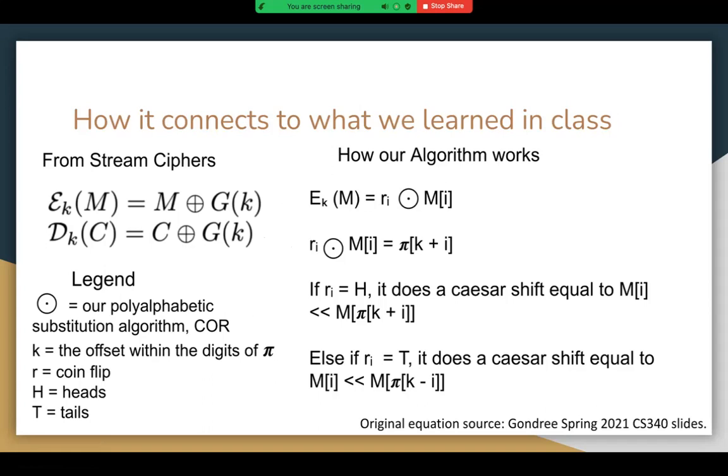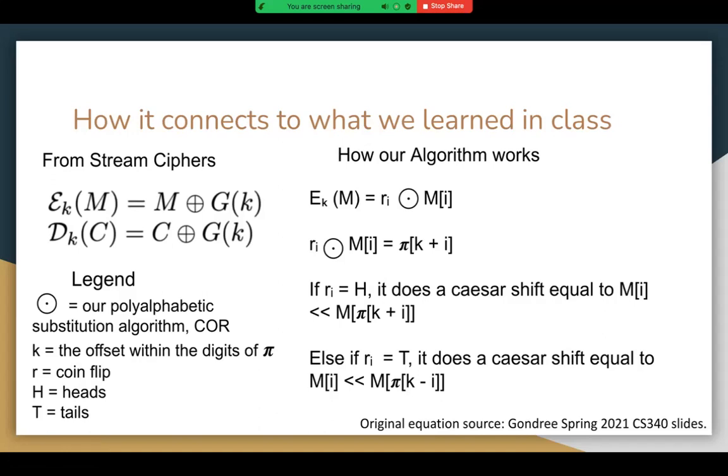So our algorithm, we ended up writing several different equations to try to describe the behavior within it. And we have a legend here to describe the various symbols and letters. So this circle with a dot is our, once again, our polyalphabetic substitution algorithm, COR. K is the offset within the digits of pi. R is the coin flips, and then H is heads and T is tails.